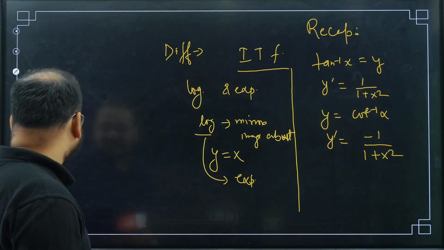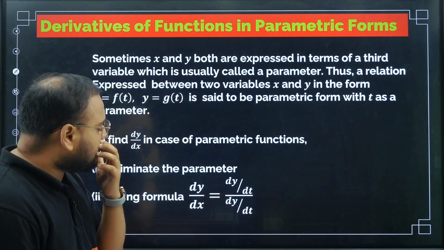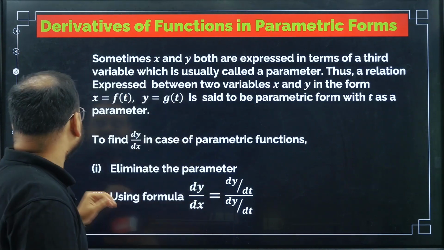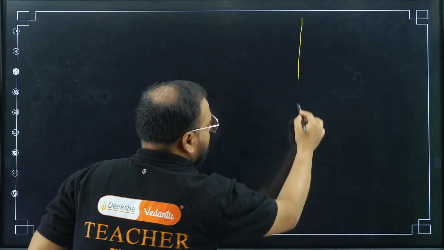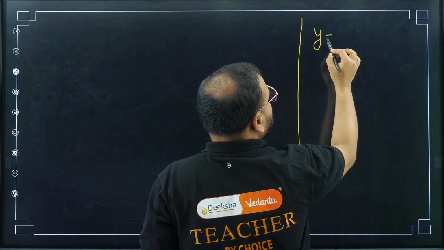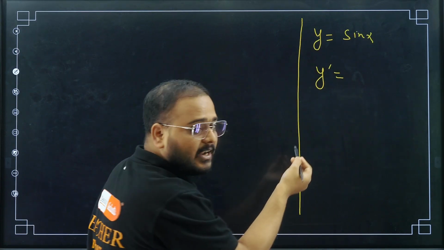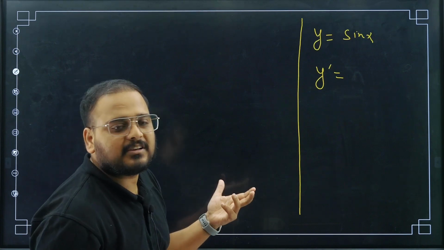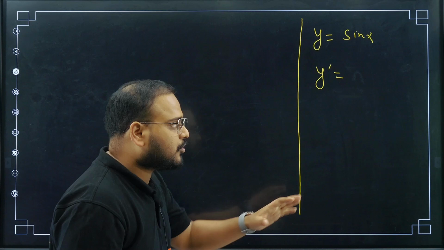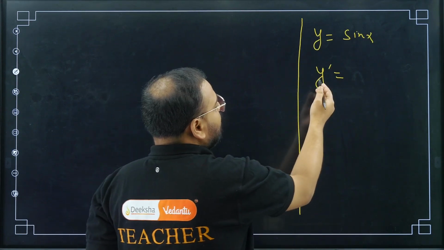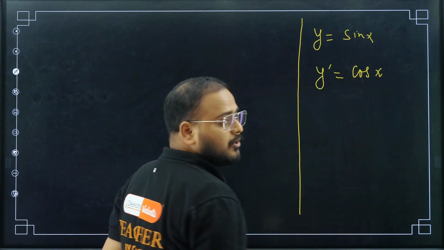Now moving on to this session, we have the parametric form. What is the parametric form? Usually, if you remember, if we have y equals sin x, then they used to ask us to find y dash. y dash is dy by dx, or the first derivative, or simply the differentiation of the function y. So y dash will be equal to cos x.